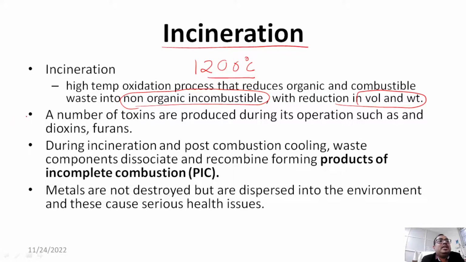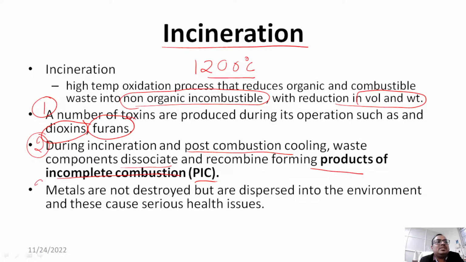But there are certain drawbacks or problems that arise because of incineration, which include: number one, a lot of toxins are produced during these operations, such as dioxins as well as furans, which are toxic gases produced because of the combination of gases at higher temperature. Then, during incineration and post combustion cooling, waste components dissociate and recombine to form PIC, that is products of incomplete combustion, which is again potentially harmful.